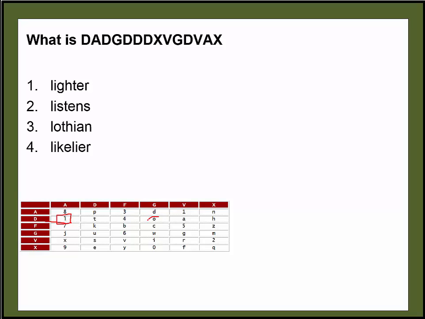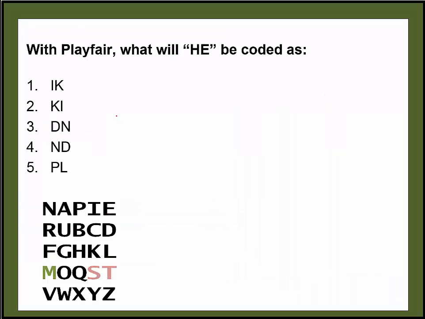Then for the Playfair code, an H and an E. So H and an E. This is P and an L.